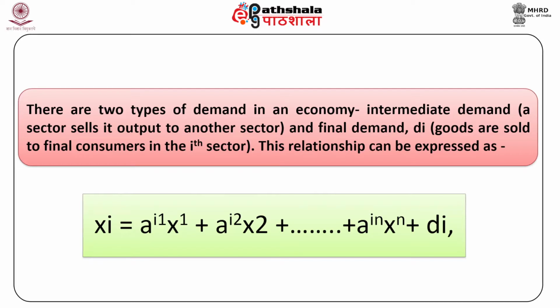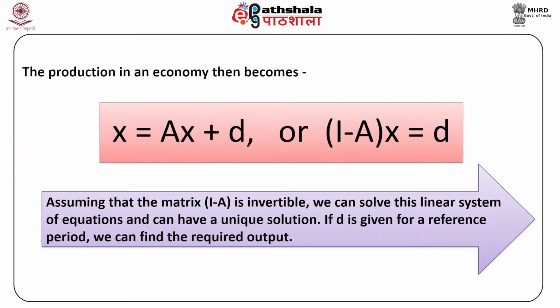Now this relationship can be expressed as Xi = ai1 X1 + ai2 X2 and so on plus ain Xn + Di, representing total output in an economy with the single product equals intermediate product plus final output. Now let A be the coefficient matrix and X be the vector of total output and D be the vector of final demand. The production in an economy then becomes X = AX + D or (I - A)X = D.